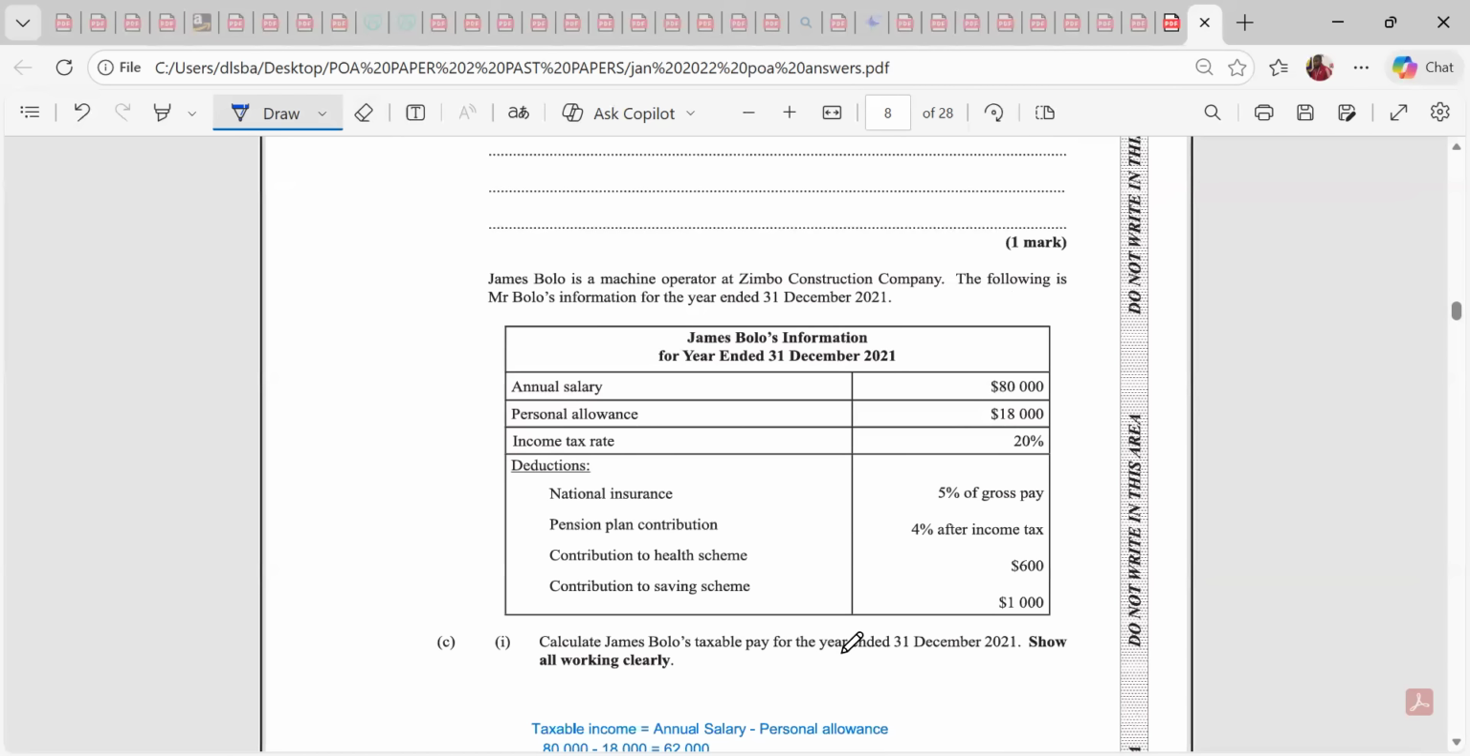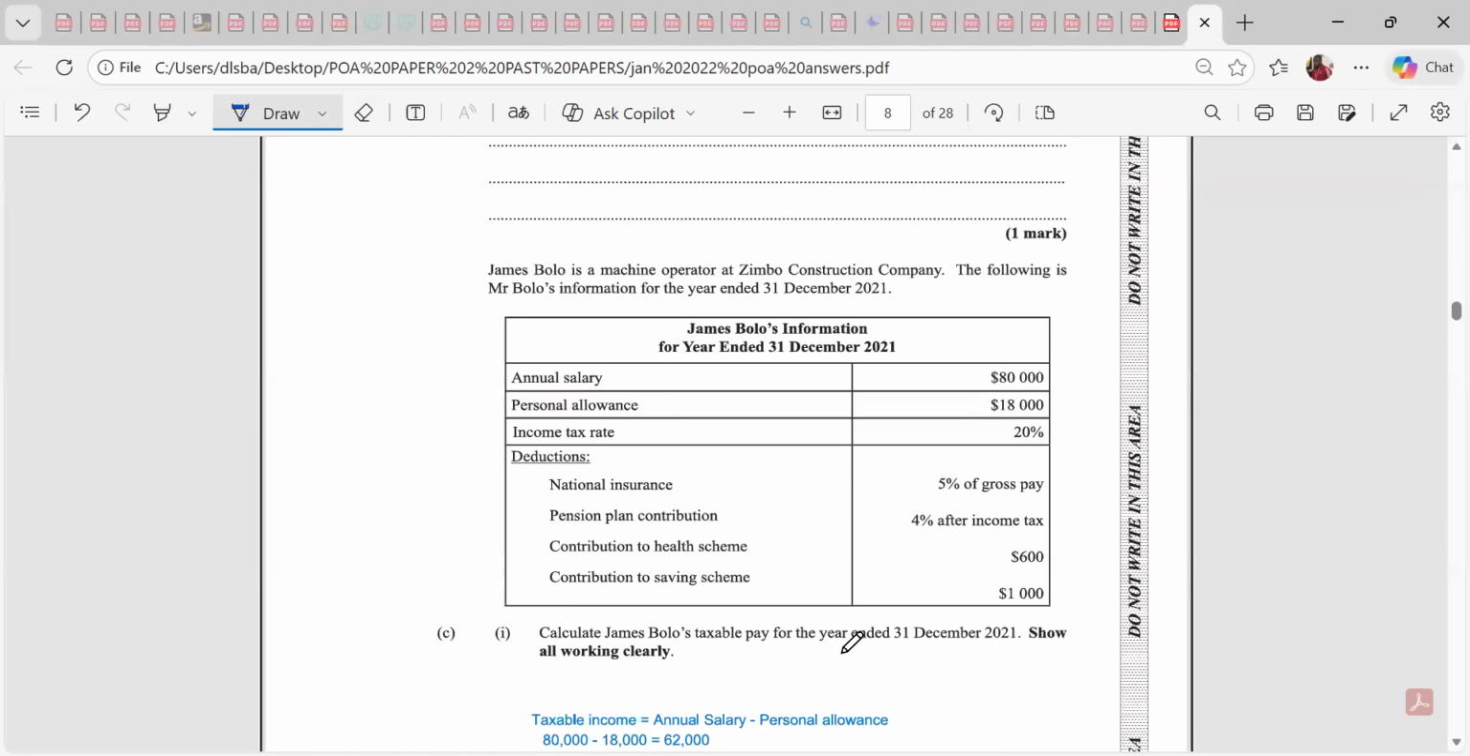When they said calculate his taxable pay, show your working, that's where the personal allowance comes in. The personal allowance is the amount of your salary that you do not have to pay tax on. The government gave you a blight.